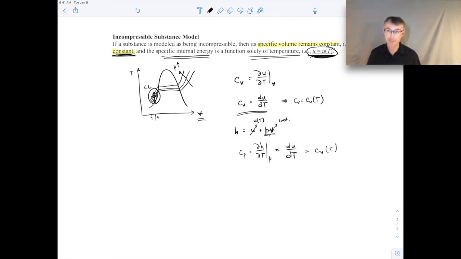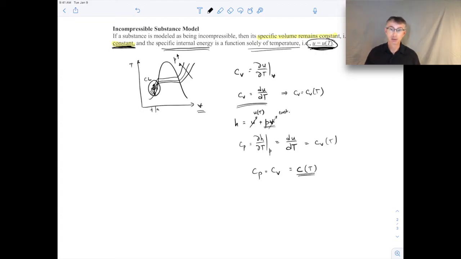So what we get from all of this is that C_p is equal to C_v, both of which are functions of temperature. And just to save ourselves a little bit of writing, we'll just write it as C rather than the subscript P or V. And just a reminder, that's in general a function of temperature. So the specific heat for an incompressible substance is only a function of temperature, and there is no specific heat at constant pressure and specific heat at constant volume. It's just a single specific heat.